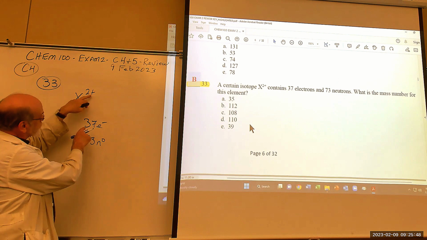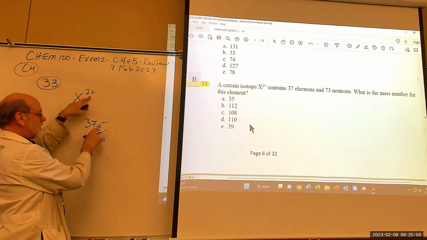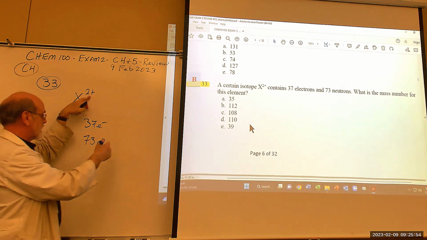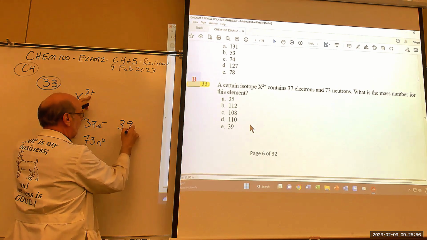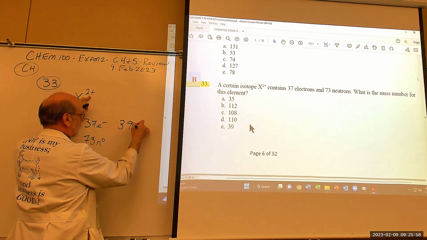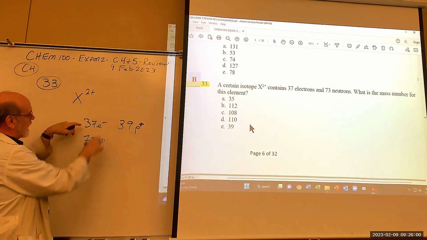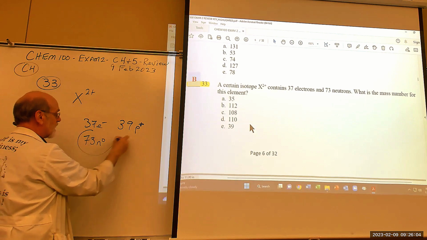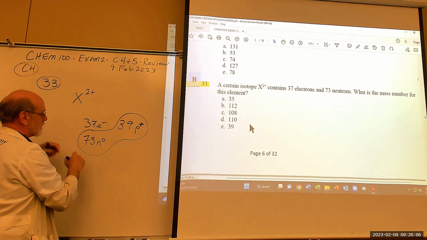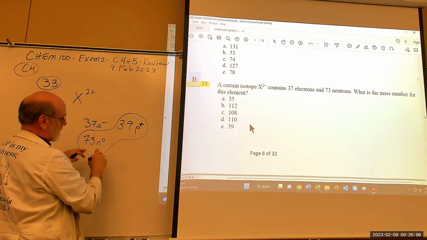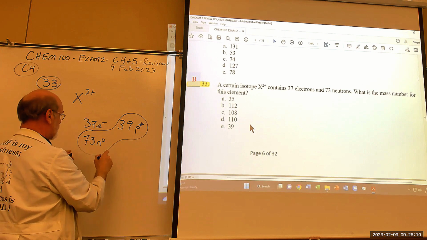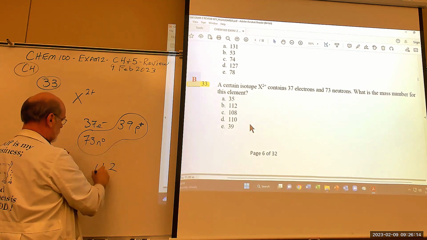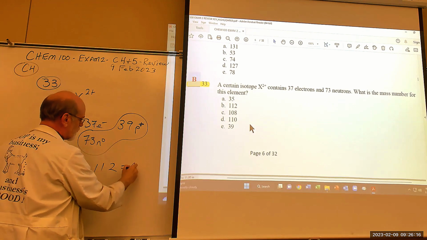And if we got a 2+ charge, that means we have 2 more positive charges than negative charges. That means we have 39 protons. That gives us 2 extra pluses. Now we can add these together. And we can find that the mass number, the mass number is 3 and 9 is 12, and 1 and 10 is 11. So that's equal to the mass number.